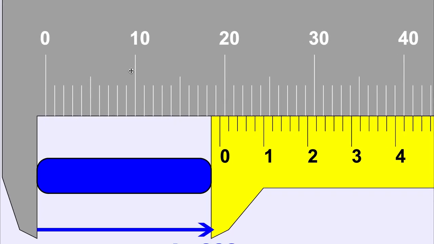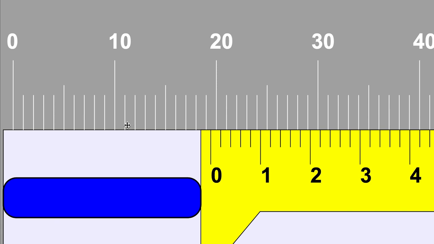The reading the main scale shows is we're going to read just beside the 0 of the Vernier scale. This is the marking that is just to the left of 0 and we're not going to go over the 0, we're going to stay behind the 0. So this is 10, 11, 12, 13, 14, 15, 16, 17, 18, 19. So 19 millimeters is the main scale reading.